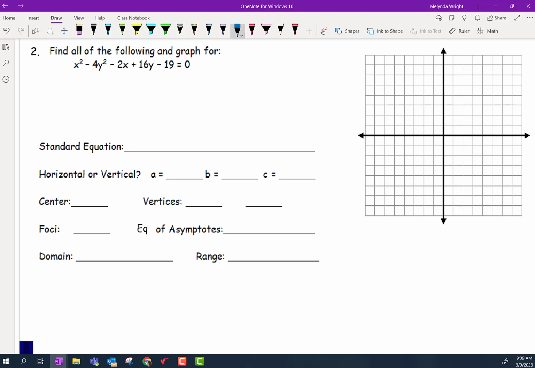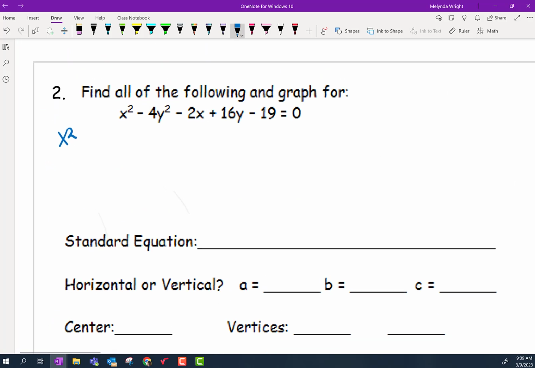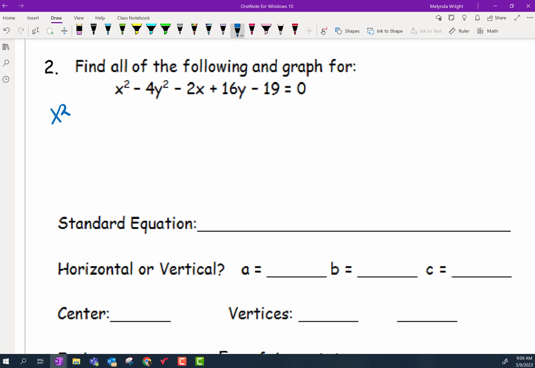The process doesn't change. We group the x's together. So I've got x squared minus 2x. Then I've got negative 4y squared plus 16y. Then I've got a 19.